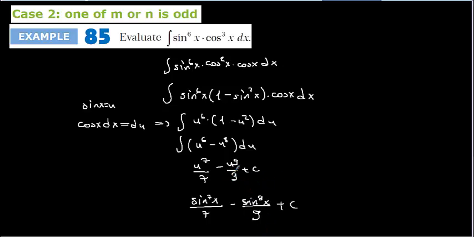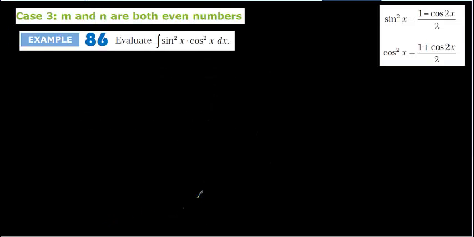If both expressions are even, like these two here, we have to substitute using trigonometric substitutions. Instead of sine squared, I need to write 1 minus cosine 2x over 2, and instead of cosine squared, I need to write 1 plus cosine 2x over 2.